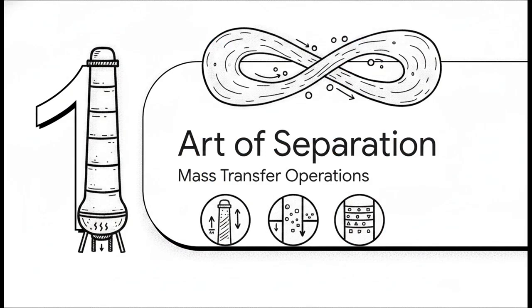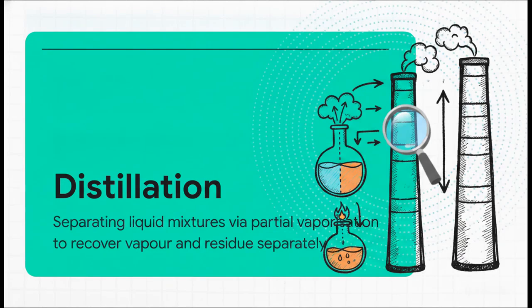All right, Section 1, the art of separation. To really get started, we need to understand what these towers are actually doing out there. While they come in all sorts of shapes and sizes, their core functions usually fall into mass transfer operations, like distillation, absorption, and fractionation. Let's ground ourselves in the fundamental physics happening inside.